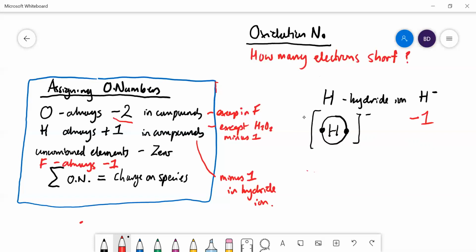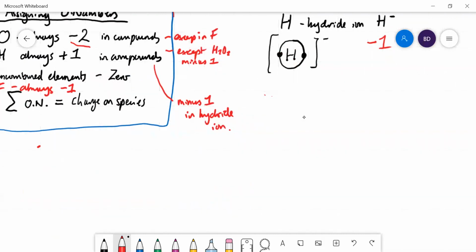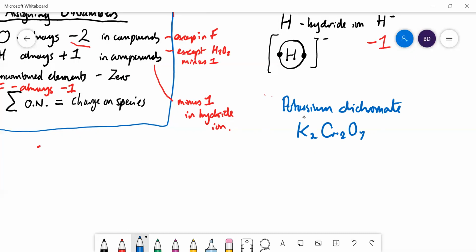Let's just do a couple more assigning oxidation numbers, maybe slightly trickier examples than we did in the last one. Okay, so in organic chemistry, you've probably come across potassium dichromate as an oxidizing agent. Right, and the formula of that is K2Cr2O7. So let's find out the oxidation number of chromium in that compound, okay?